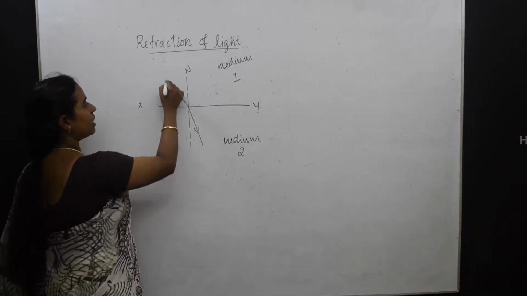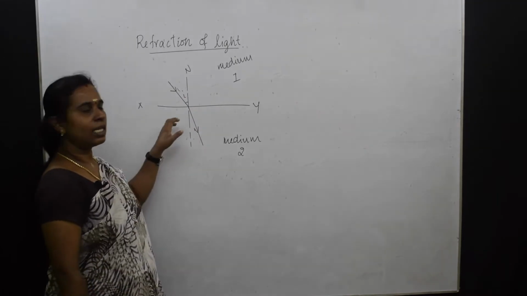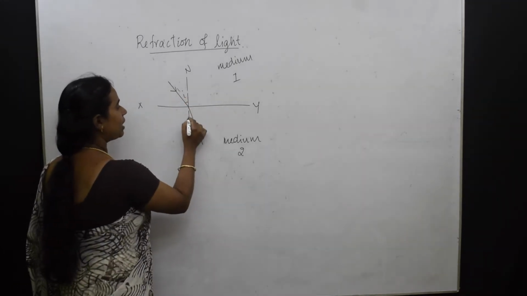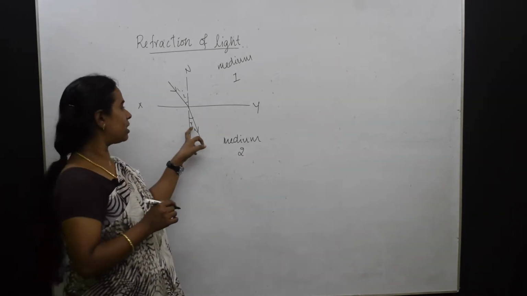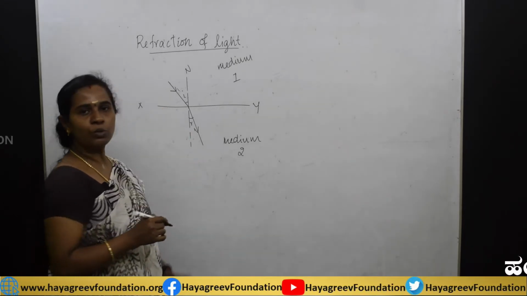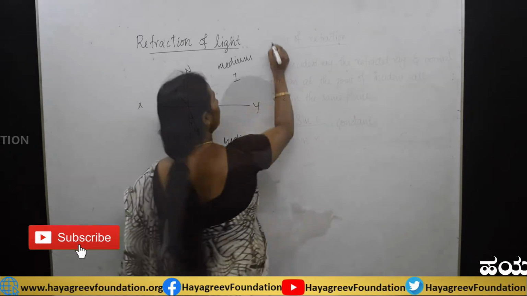The angle between the incident ray and normal is called the angle of incidence. It is represented by the symbol small i. The angle between the refracted ray and normal is called the angle of refraction. It is represented by the symbol small r. We are going to use this to derive the laws of refraction.